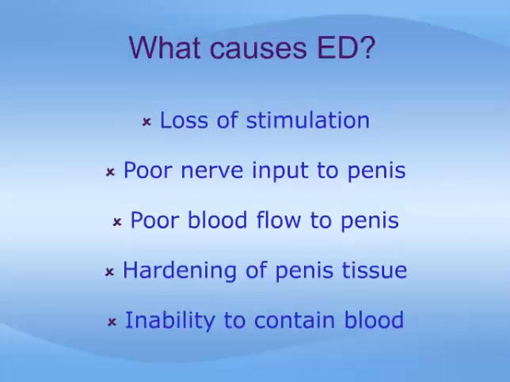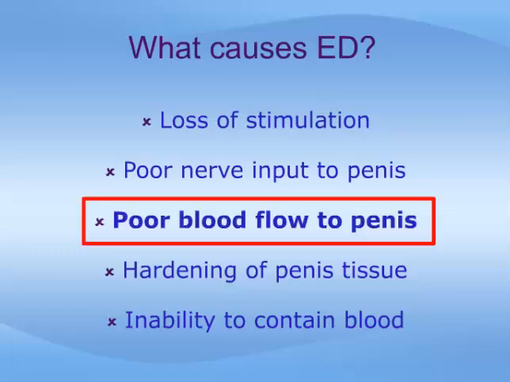Interruption with any of these essential steps in the erection process can cause ED. This includes loss of stimulation to start the process, poor nerve transmission of this stimulation to the brain and back to the penis, poor blood flow into the penis, hardening of the penile tissues, or an inability to contain the blood within the penis. Poor blood flow to the penis, caused by narrowing of the small blood vessels, is by far the most common medical cause of ED. Pills to treat ED are designed to improve the flow of blood to the erectile tissue.